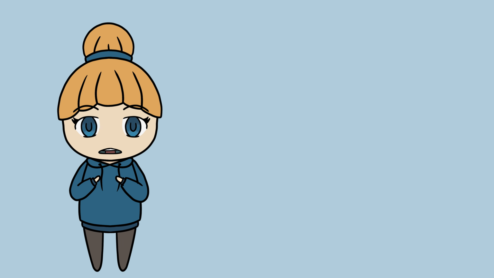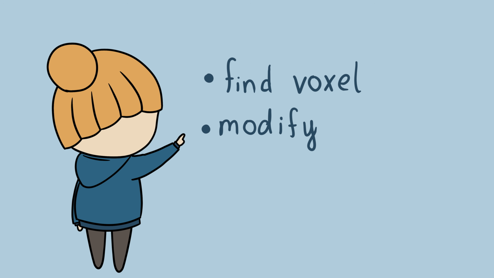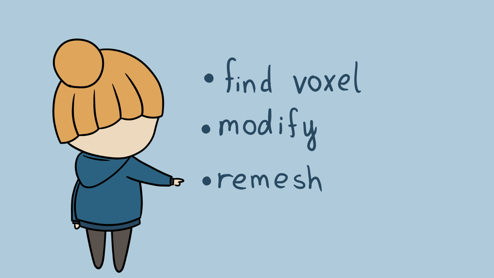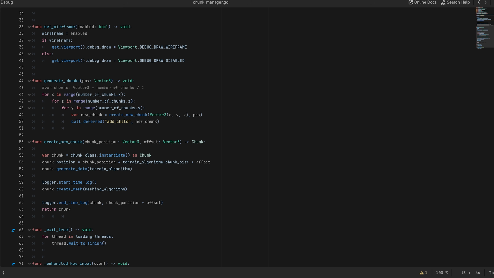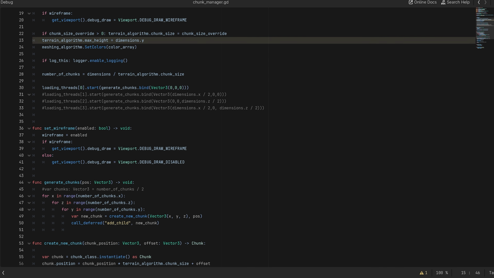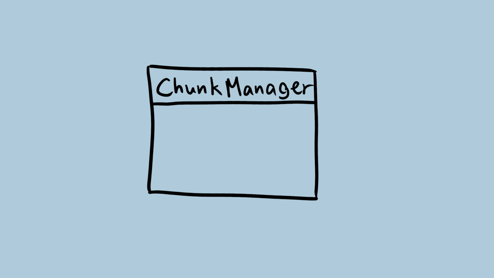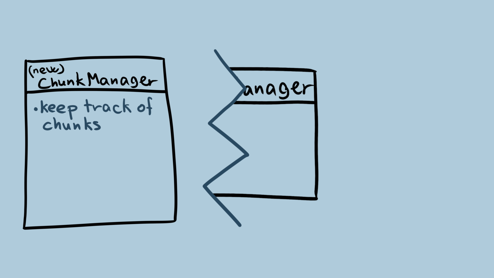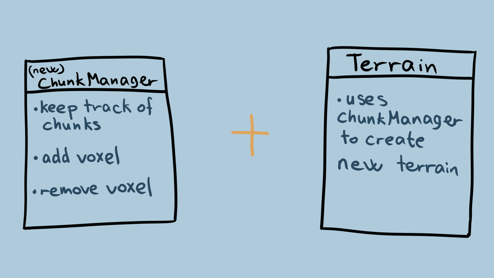The last thing needed for all of this to work is to find the correct voxel in our terrain data, modify it and remesh the corresponding chunk. Right now, my chunk manager is both generating the initial terrain and keeping track of the chunks, and there isn't really an easy way to access a specific chunk by position. So before moving on, I quickly wanted to separate the chunk manager into 2 new classes instead of just this single one. A chunk manager that keeps track of the chunks and that it can also be used to add or remove individual voxels, and a terrain that then uses the chunk manager to create new terrain.